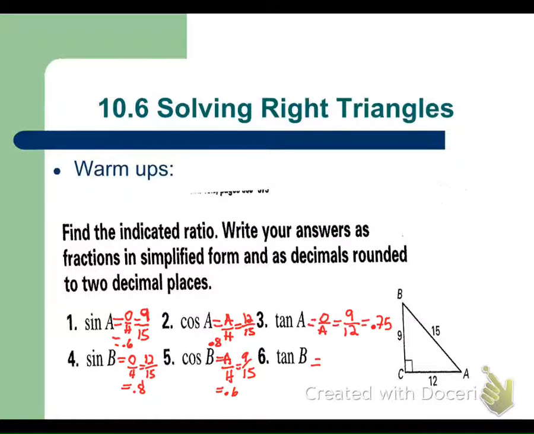And then last but not least, we have tangent. Tangent is TOA: opposite over adjacent. Opposite of B over adjacent is 12 over 9, yep. And now when we put 12 divided by 9 in our calculator, what do we get? 1.3 repeating. So if you haven't seen this before, we put the line over what's repeating. So the 3 is repeating.